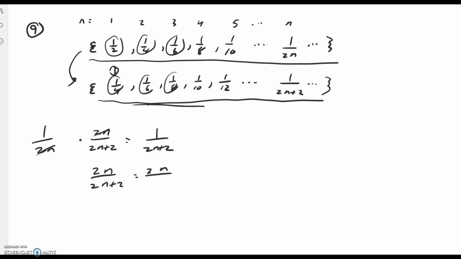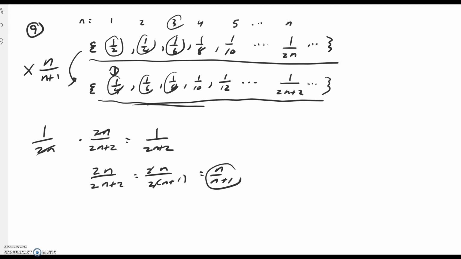But we learned how to factor, so we might as well factor out a 2 from the denominator, cancel the 2's, and it looks as if n over n plus 1 does the job. So to go from here to here, we're going to multiply by n over n plus 1. Let's see what that looks like.